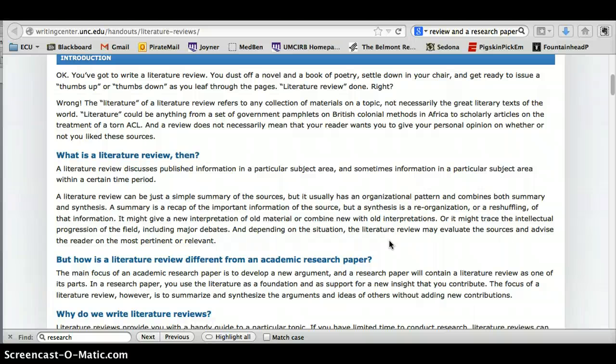Notice the last sentence: the focus of a literature review is to summarize and synthesize the arguments and ideas of others without adding new contributions. So it will be really tempting in your literature review to take a paragraph, summarize a source, and then explain how it supports your argument.